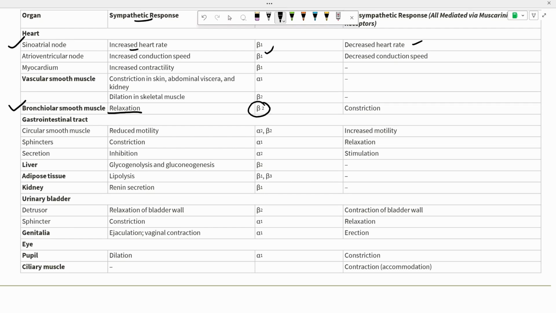So, way to remember, beta 1 goes to the heart because there's one heart. Beta 2 goes to the lungs because there's 2 lungs. There's a beta 3, but you can deal with Dr. Wood later on. Don't worry about the beta 3s. So, beta 1, heart, beta 2 is in the lungs. I also want you to know the urinary bladder.